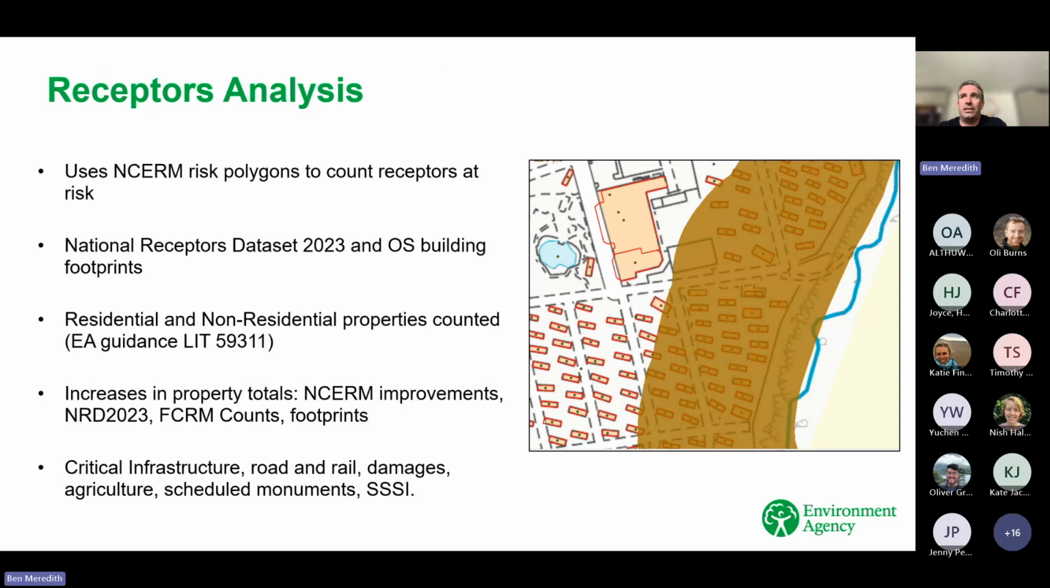The numbers nationally have differed from our previous assessments. That's due to the differences and improvements that we've applied not only to the NSERM methods and polygons themselves, but also by including climate change in those, and also by using the new National Receptors dataset as well. We have extended the assessment to include critical infrastructure such as road and rail. We've included landfill, agriculture, SSSI, scheduled monuments, and also looked at property damage assessments as well.